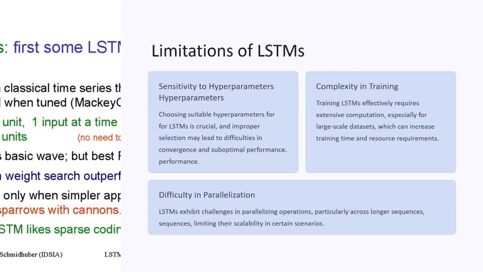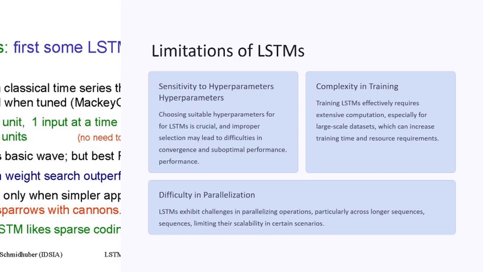Limitations of LSTMs. First limitation is sensitivity to hyperparameters. Choosing suitable hyperparameters for LSTMs is crucial, and poor selection may lead to difficulties in convergence and suboptimal performance.